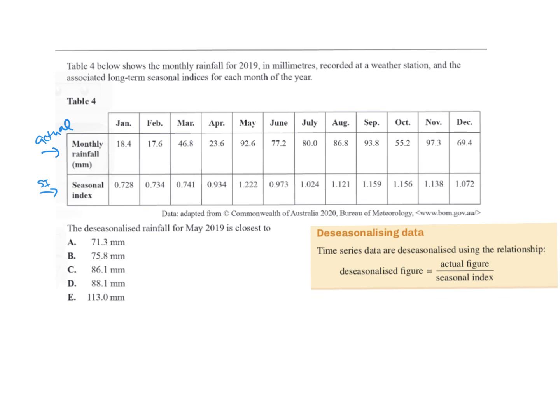Okay, so the deseasonalized rainfall for May. If they're asking for the deseasonalized, just write the formula: deseasonalized is actual over seasonal index. As soon as I see that, I go, okay, May 92, the seasonal index is 1.222, and it equals 75.8. So that was a nice easy one. Just look at what they're asking, write the formula for that, then go find what you need, which you should be given.